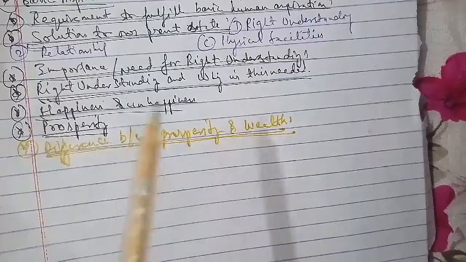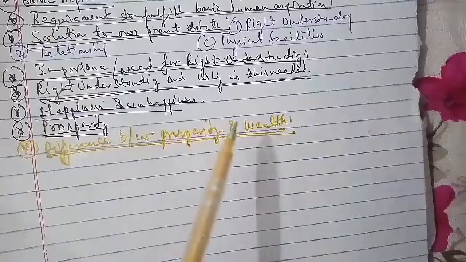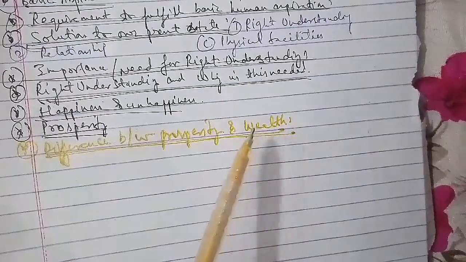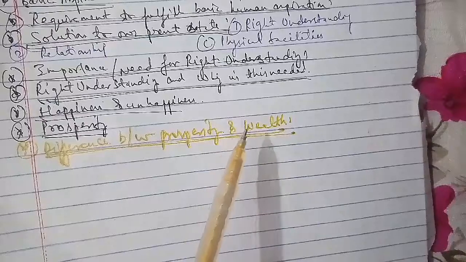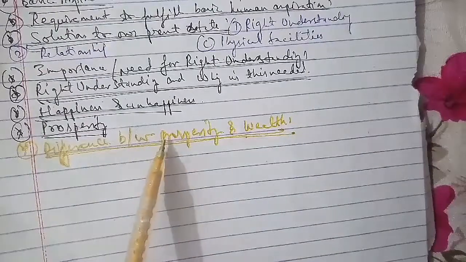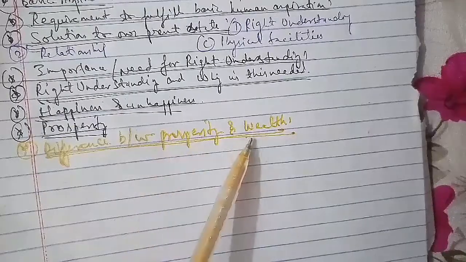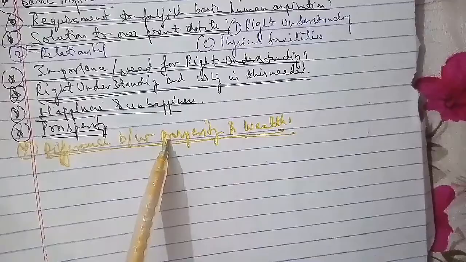In terms of wealth, wealth refers to the state of being rich or having an abundance of material assets and money. Prosperity is derived from the adjective prosperous, and wealth is the origin of the adjective wealthy. Prosperity includes wealth as well as other factors, and wealth is a kind of prosperity.